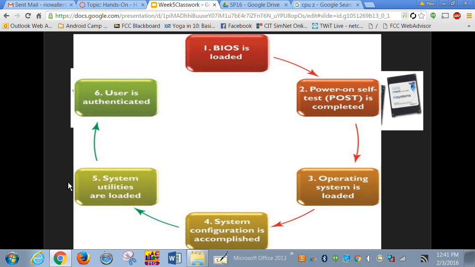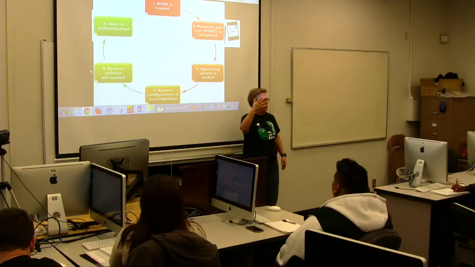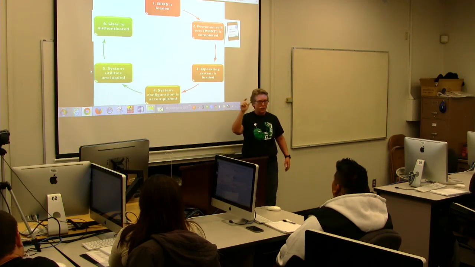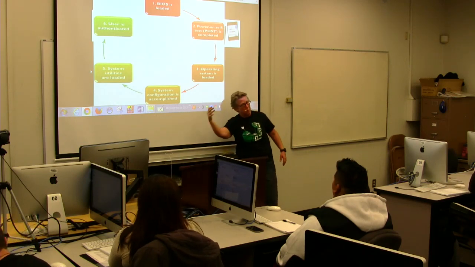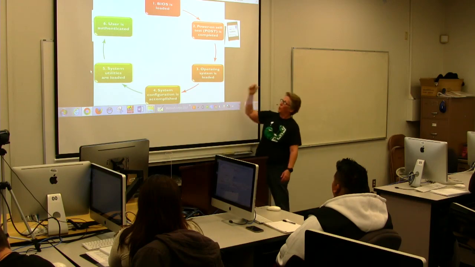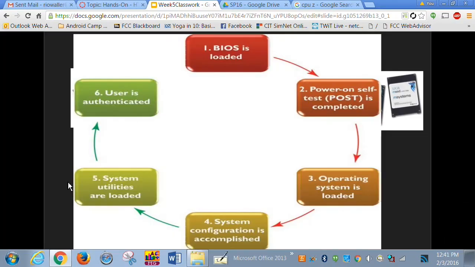Anybody ever turn on a computer and it beeps? Keyboard is either out, missing, mouse is out, or your RAM is out, or something else. And actually, each series of beeps tells you what the problem is. So BIOS is there to say, hey, POST, power-on self-test. Go do the POST. Make sure everything's good to go for the computer.